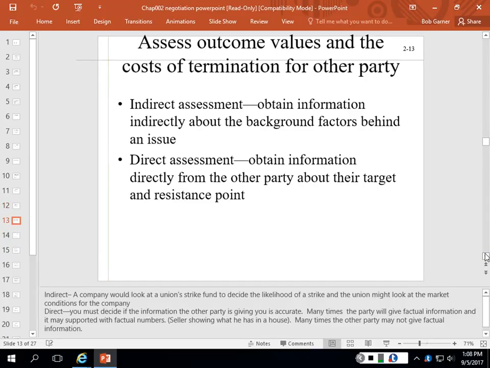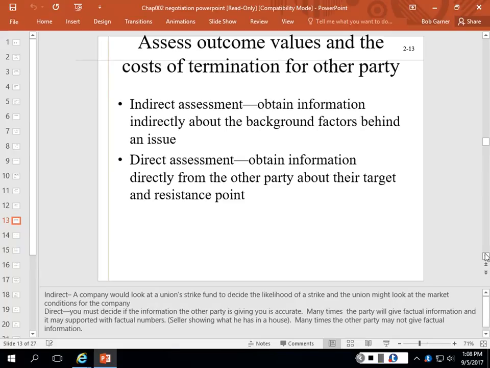All right, so there are two ways we can look at it. An indirect assessment, where we get information indirectly about background factors behind an issue, or a direct assessment, directly from the other party in the negotiation. So indirect: a company is talking about a strike. Unions have what are called strike funds. If a union walks out and goes on strike, how do those people eat? They're not getting paid. So the union has a strike fund.